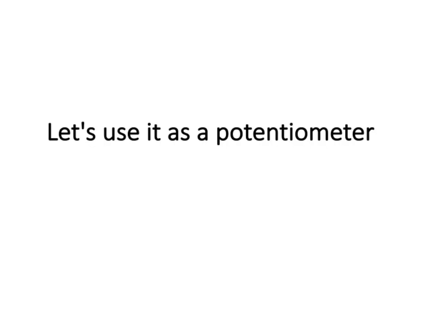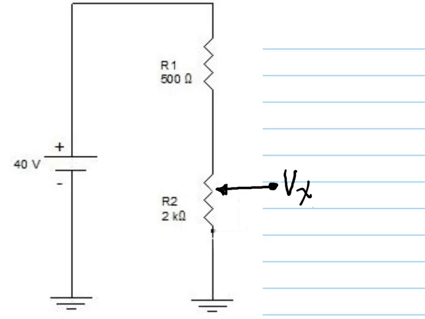Next. Okay, now let's take the potentiometer, which we previously reconfigured as a rheostat, and we're going to use it as a potentiometer. Potentiometer means variable or adjustable voltage. Okay, let's do one problem here. So everything's the same.